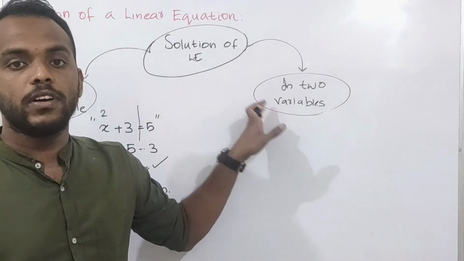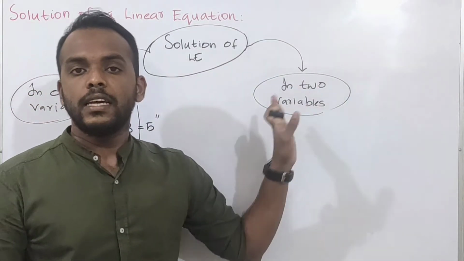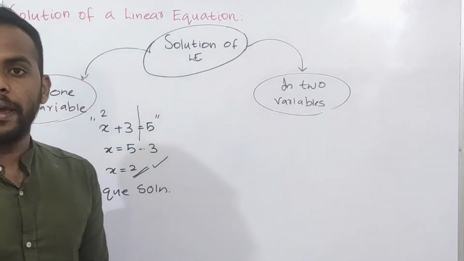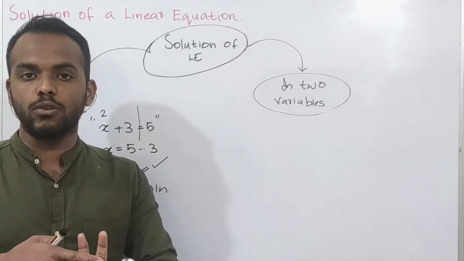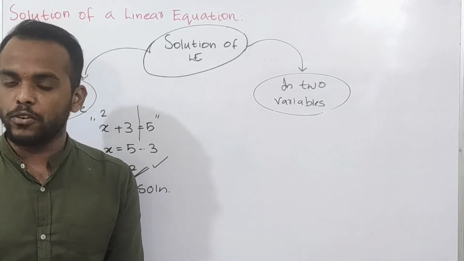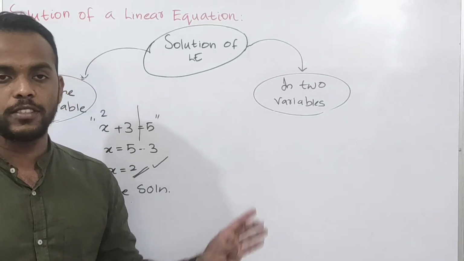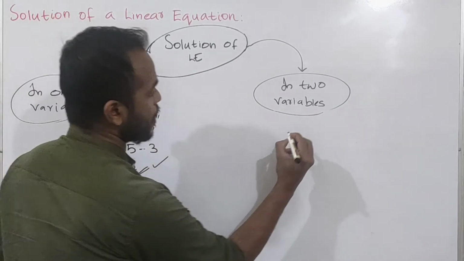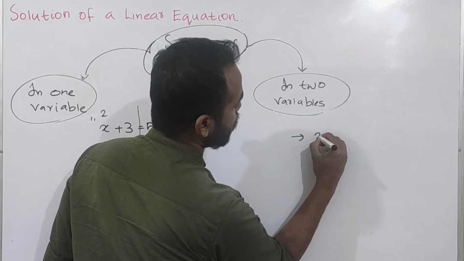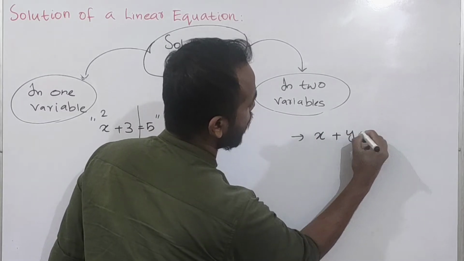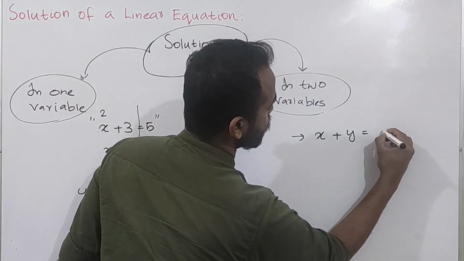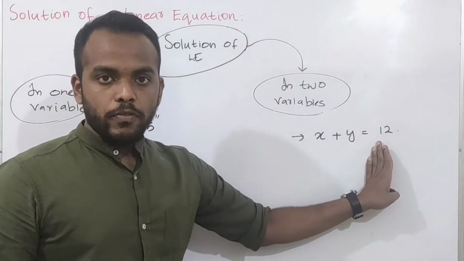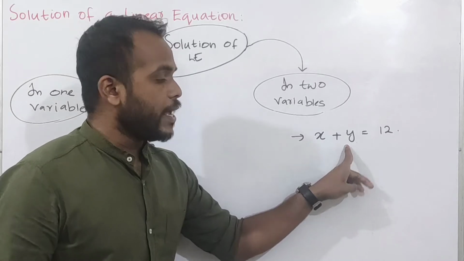But in the case of a linear equation in two variables, the number of solutions is infinite. It will not be a single value or a two-value solution. It will not be like that. You can find infinitely many solutions for a linear equation in two variables. Can you guess why? I will show you with a simple example. Suppose I am going to write an equation x plus y is equal to 12.